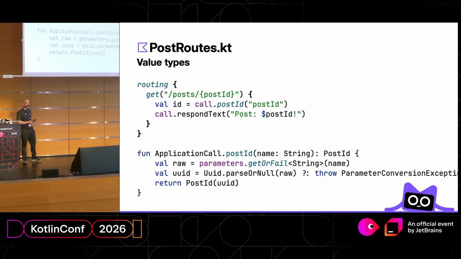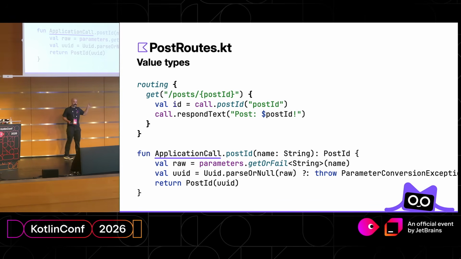Well, we can define a function, which is an extension on the application call type, and we can use the application call DSL inside. And here I'm using get or fail, which will get the value from the query parameters. It will send a bad request, in this case, if it's absent. And otherwise, I'm converting it to UUID. And here I'm throwing a parameter conversion exception when it is not the correct type. And the parameter conversion exception is exactly what Ktor does in property delegation. So we are piggybacking on a mechanism from Ktor to achieve the same functionality.